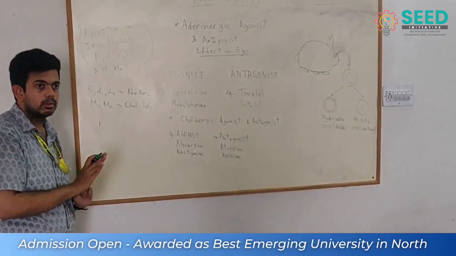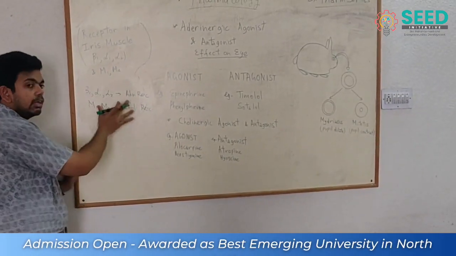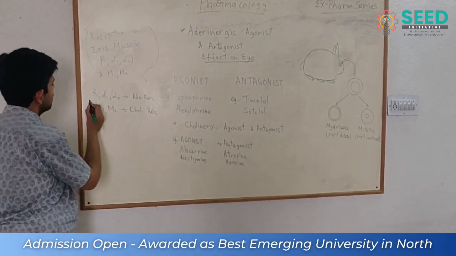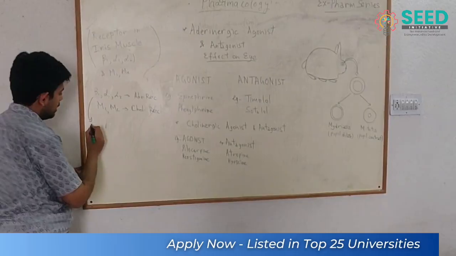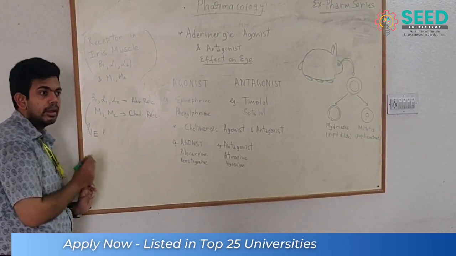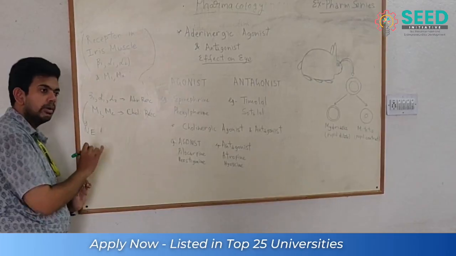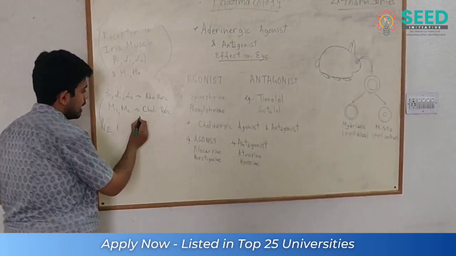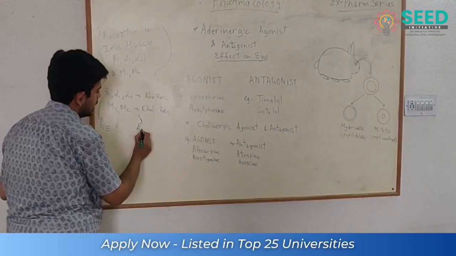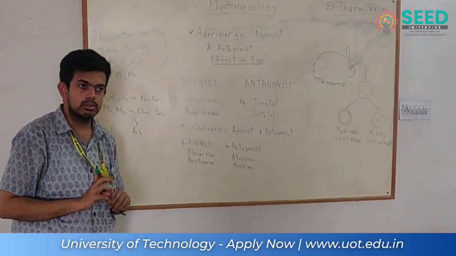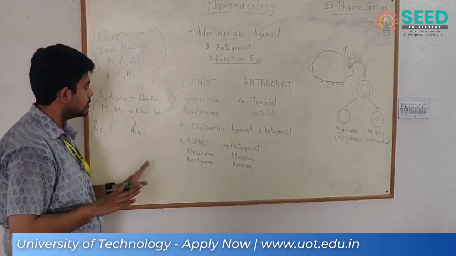What is the natural agonist of these receptors? Does anyone know? Okay, no problem. Adrenergic natural agonist is norepinephrine. It is naturally synthesized by your adrenal gland and your neurons. And cholinergic natural agonist is acetylcholine. It is also synthesized by your neurons. Everyone knows that? Yes, sir.